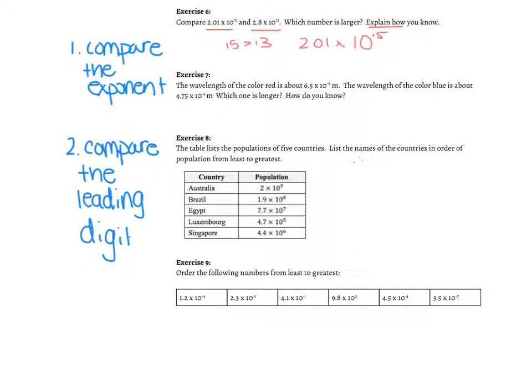So it's basically a two-step process, as I said. You're going to compare the exponent first, then you're going to compare the leading digits. So let's look at Exercise 8. Exercise 8 says, list the names of the countries in order of population from least to greatest.